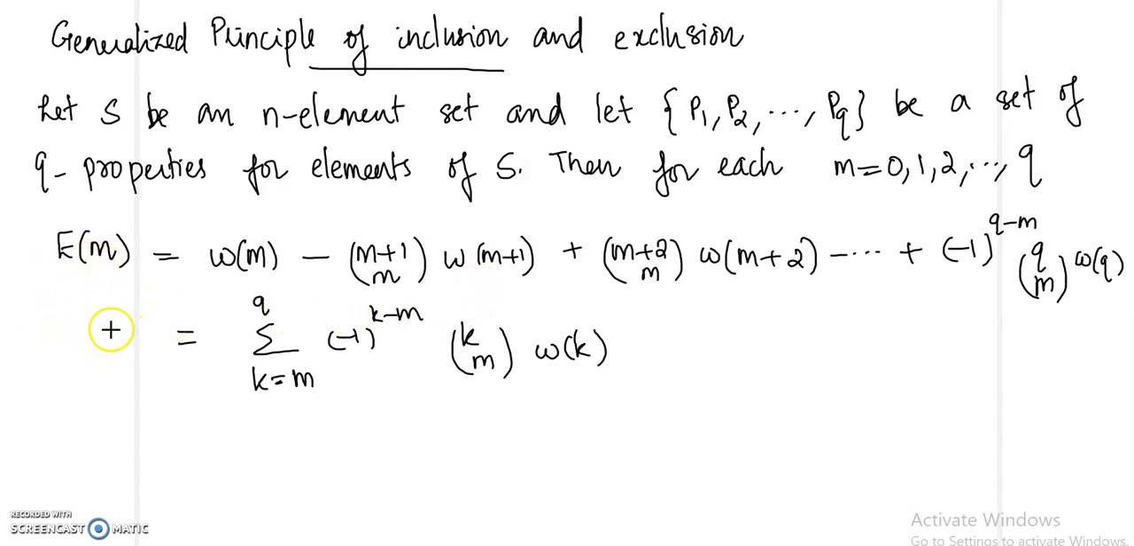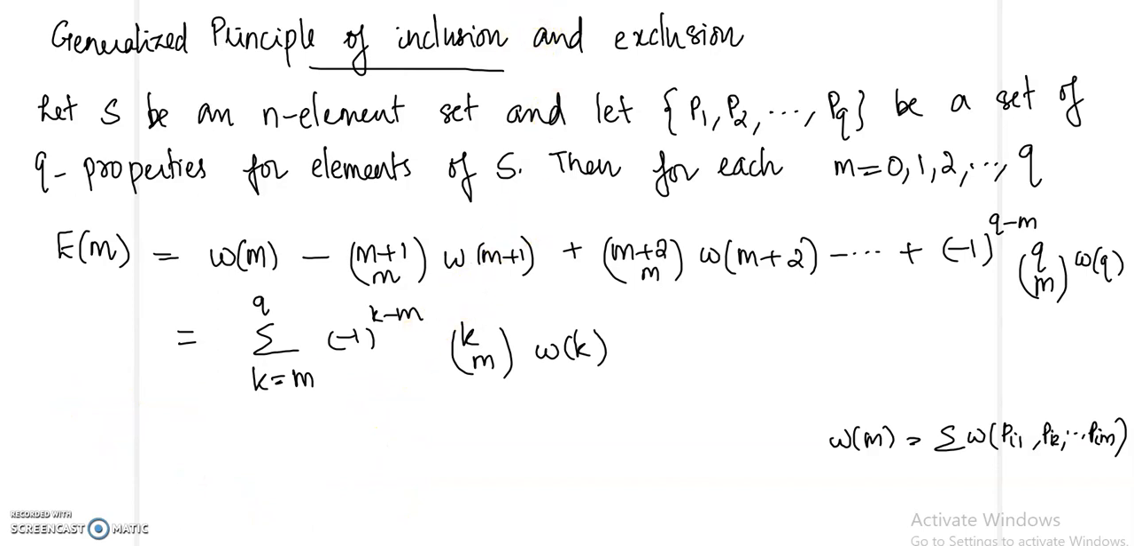So E of m is the number of elements which possess exactly m properties, and omega of m is given by summation over omega of pi1, pi2, etc. pim, where omega of pi1, pi2, etc. pim counts the number of elements which possess these properties pi1, pi2, pim, and omega of m is a summation over all such m combinations of properties. So that's how we have defined E of m and omega of m.